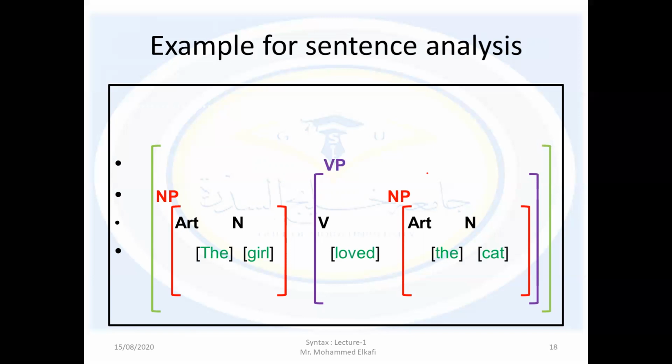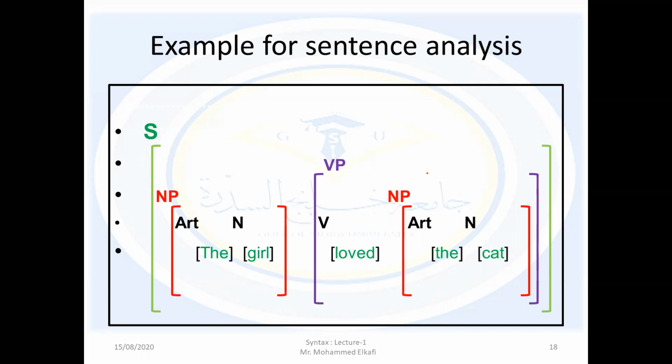Now the largest unit is the sentence. So that's what we mean by analysis. We colored the brackets in green because it is the largest one. It's not a rule, but we did it to clarify the point and make it easy to understand. So here the largest unit in this sentence is the sentence.